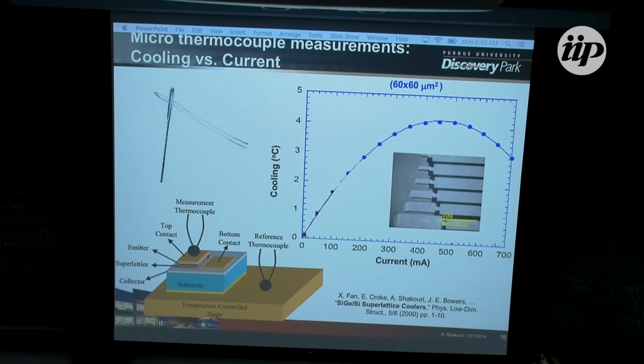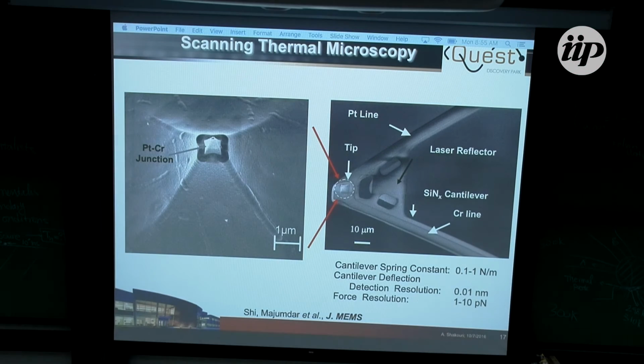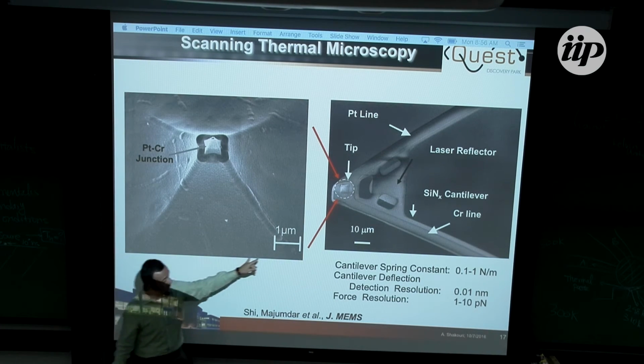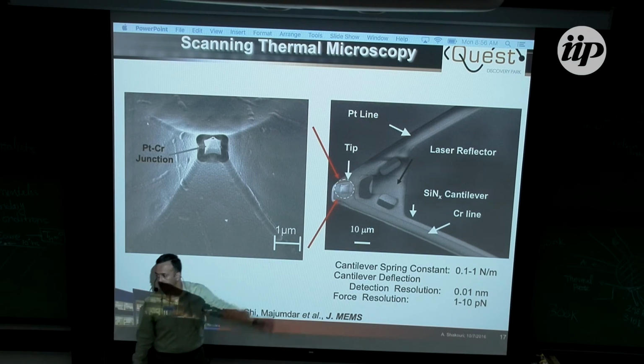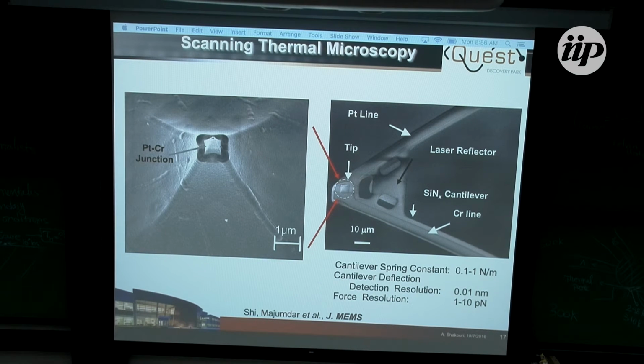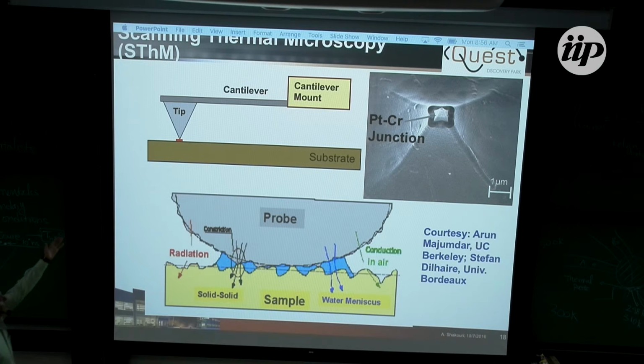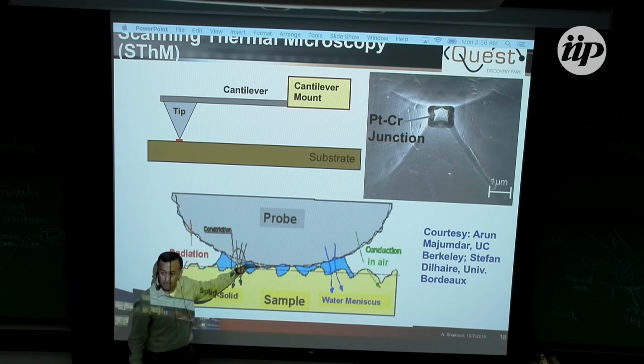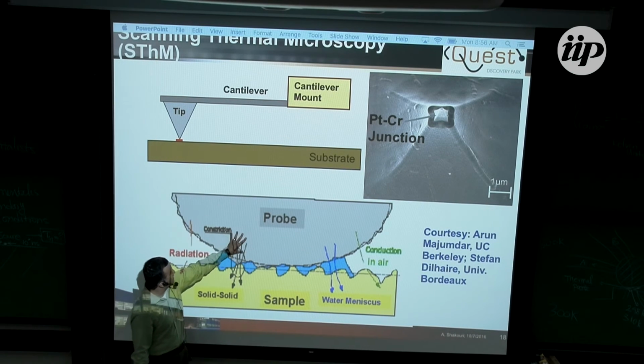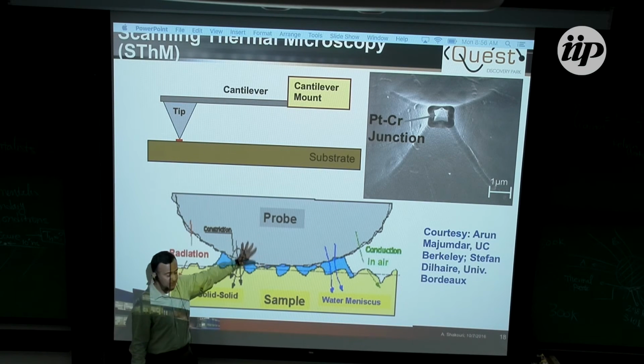How do you miniaturize this? This is work from almost 20 years ago, Majumdar's group. At the tip of an atomic force microscope, shown here at 10 micron scale, they make a junction between platinum and chrome. And you see the scale, a very tiny thermocouple. They touch the surface. It comes to the surface, and here is a probe. You want to measure its temperature.